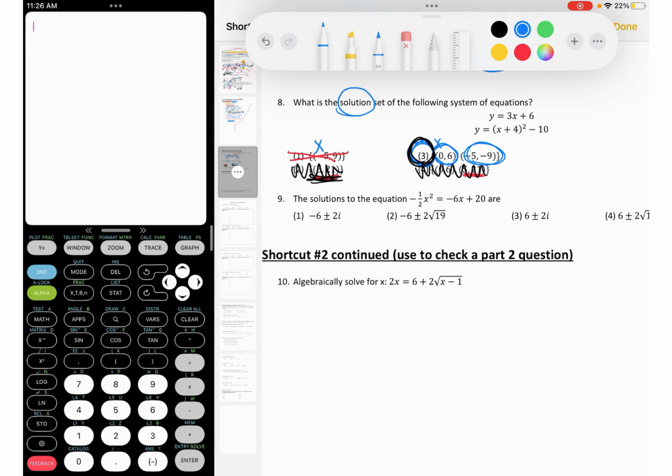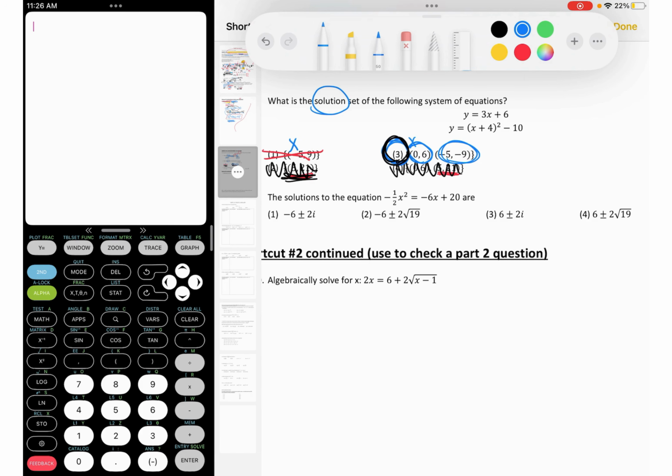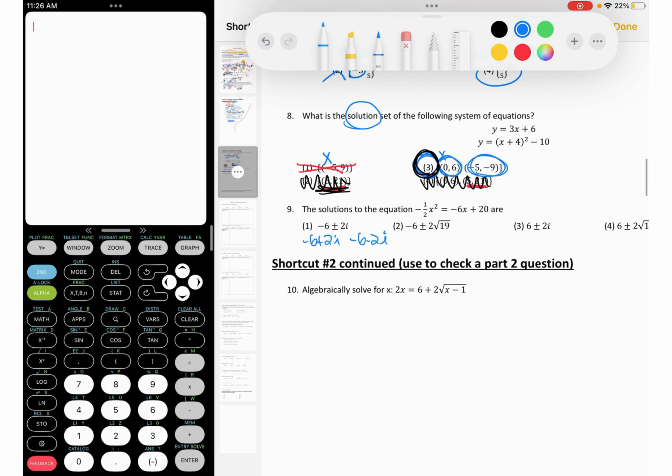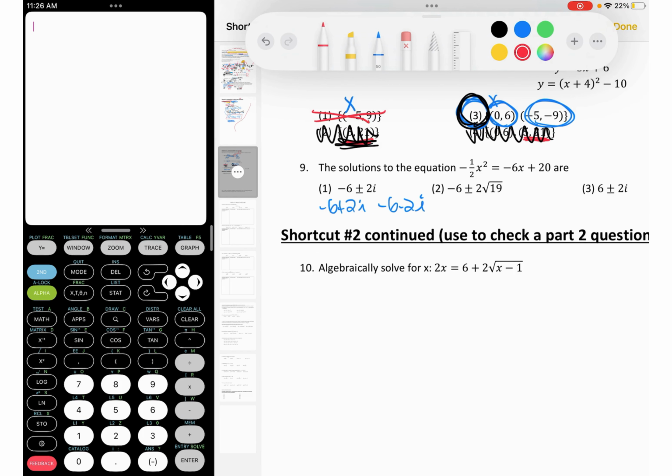So for number 9, the solution to the equation blah is, for checking ones like this, see how it has that plus or minus? That's 2 answers. You have to remember that that means this is -6 plus 2i and -6 minus 2i. Both have to work when you plug them into your equation. So this one's a little lengthier, but let's give it a try.